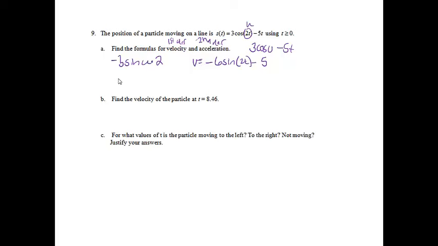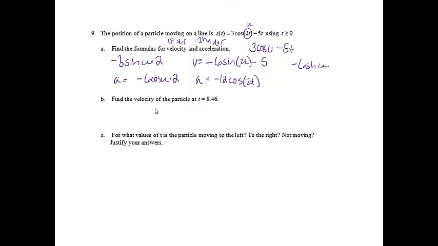Okay, and then to get the acceleration, we get to do that again. So I'm going to have negative 6 sine u, and so when we take the derivative of that, we'll get negative 6 cosine u times the derivative of the u again, which will be 2. So that will equal negative 12 cosine u, and u again is 2t, and then minus the derivative of 5 is just 0. So that would be my velocity and my acceleration.